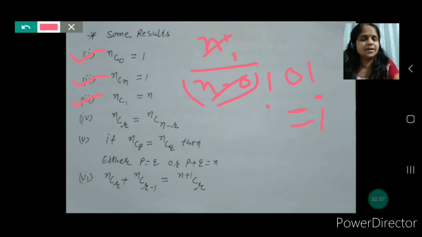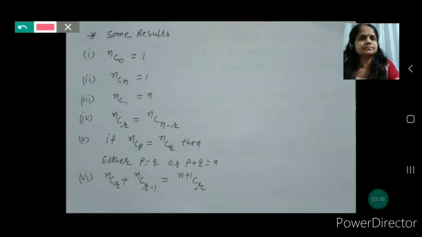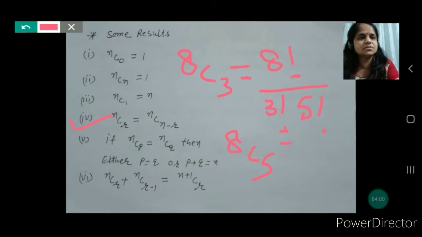nC1 is n, and nCr is equal to nC(n minus r). For this, let's take 8C3. Now solve it: it is 8 factorial over 3 factorial, and 8 minus 3 is 5 factorial. And if you find 8C5, then also you will get the same result. So we can say that nCr is equal to nC(n minus r).